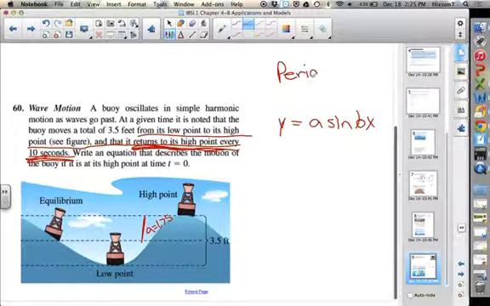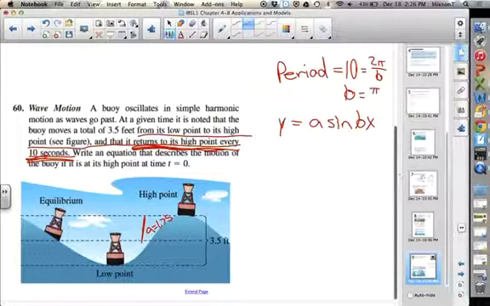Now, how does the period relate to our graph, our equation? 2 pi over b. 2 pi over b, all right? So 10 equals 2 pi over b. So what does b equal? Pi over 5. Multiply both sides by b to get it out of the denominator. Divide both sides by 10, and you get pi over 5.